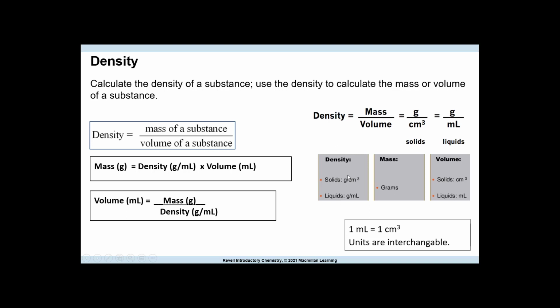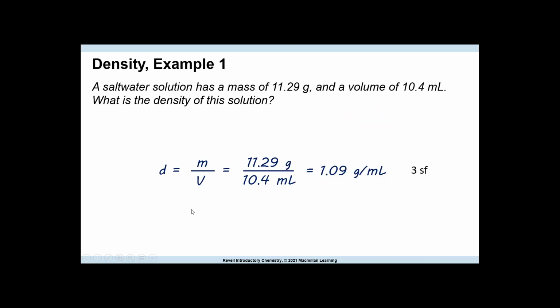So density, if it's solids, tends to be in grams per centimeter cubed. If it's liquids, it's grams per milliliter. Mass is in grams. Solids, centimeters cubed. Liquids, milliliters. And things can be used interchangeably. So 1 mil equals 1 centimeter cubed. You should know these things. They can change. Here is an example. You can change them over.